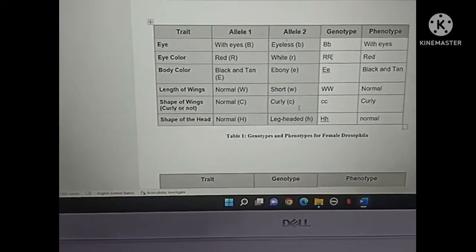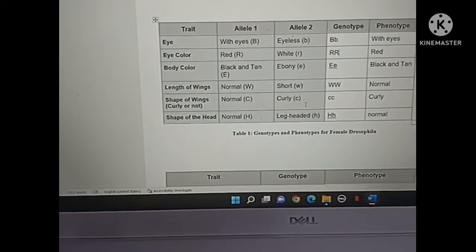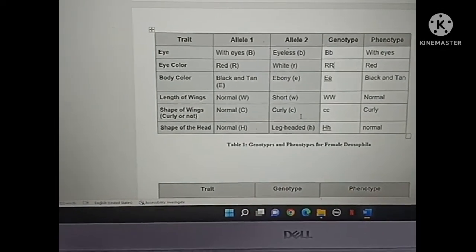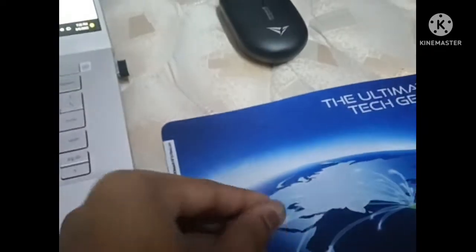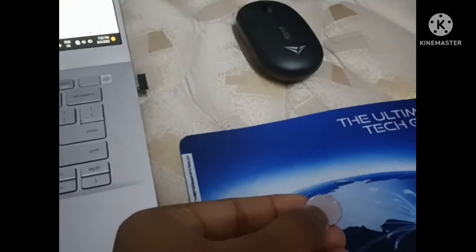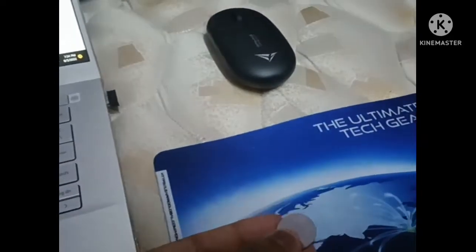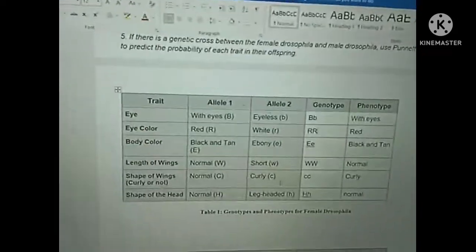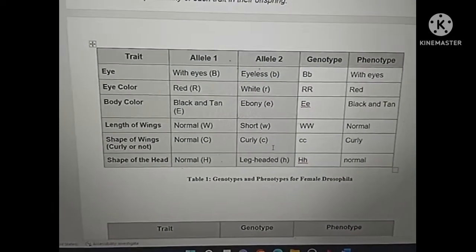So let's start with the eye. The first allele is known as with eyes, which is the capital B, and it's known as dominant, and eyeless is known as the recessive. Now we're going to flip the coin to determine the genotype. I got a head, then I'm going to flip again. Now I got a tail. So the genotype would be capital B and small b, so the phenotype would be with eyes.